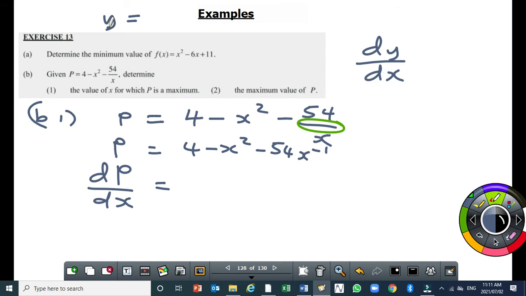Alright? So, let's find the derivative. What is the derivative of 4? 0. Thank you. The derivative of minus x squared? Minus 2x. What is the derivative of the last term there? Plus 54x to the power of negative 2. Thank you very much.